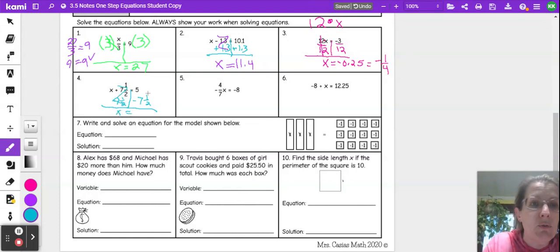So I will end up with x equals 5 minus 7 1/2. You are going to be allowed to use your calculator for that, and you will either get negative 2.5 or negative 2 1/2. They're the same thing.